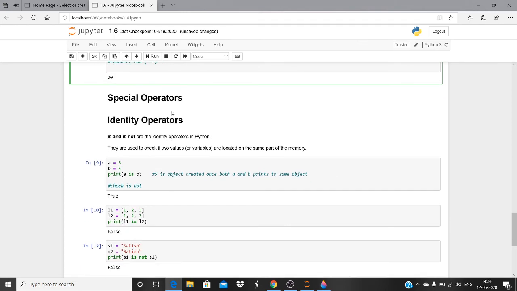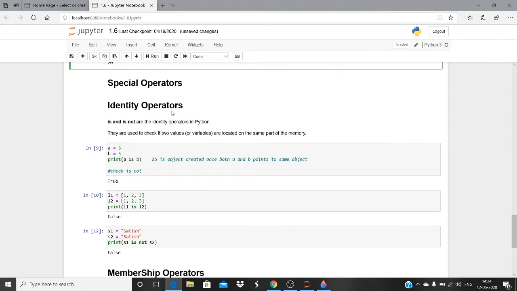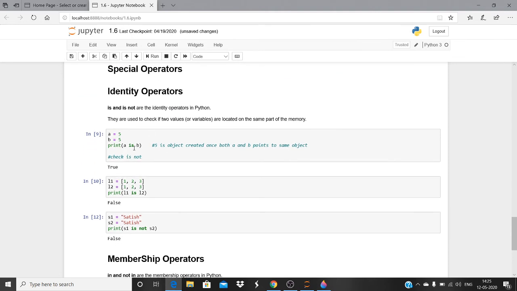So special operators: identity operators, is and is not, are the identity operators in Python. It's very easy to understand. So a equals 5. We assigned the value 5 to a and 5 to b also. So print a is b. That simply means a equals b. So it is giving a boolean value True. Yeah, right, a is b.